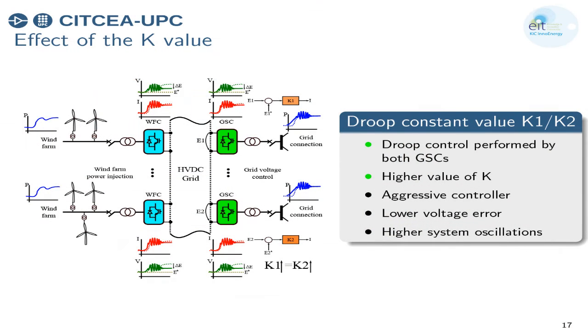If we have large peaks on the voltage, we can also exceed some protection limits and trip the converters. So we have to stick to the limits.